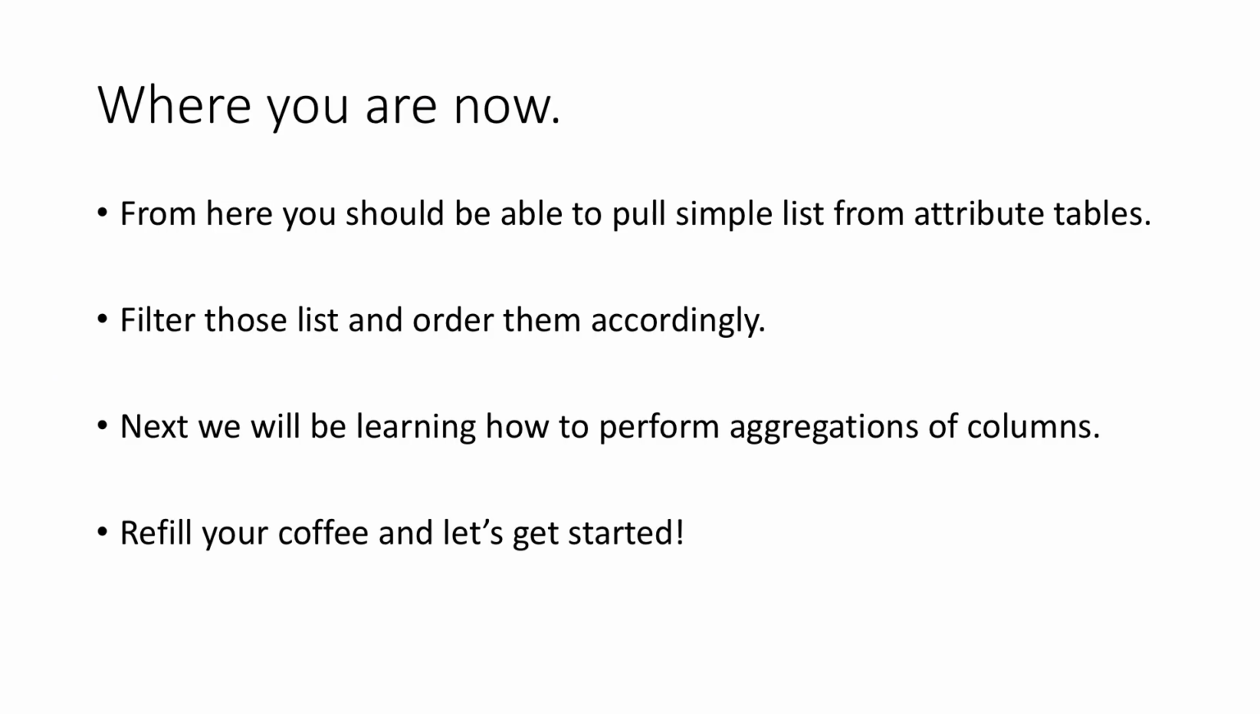Okay, where you are now. So this is what we've learned so far. From here, you should be able to pull simple lists from attribute tables, right? We can pull store lists, we can pull item lists, we can pull date lists, customer lists from any of those types of attribute tables. We can filter those lists and order them accordingly.